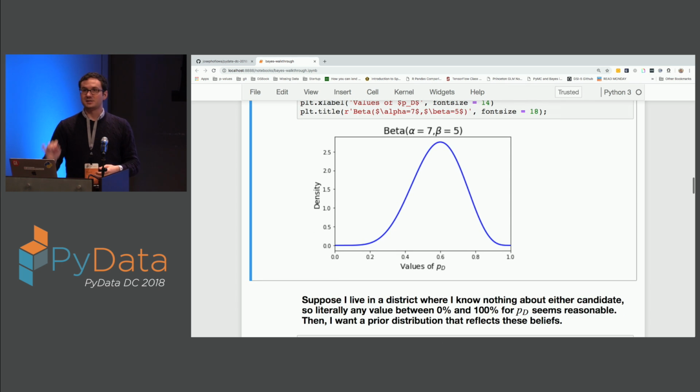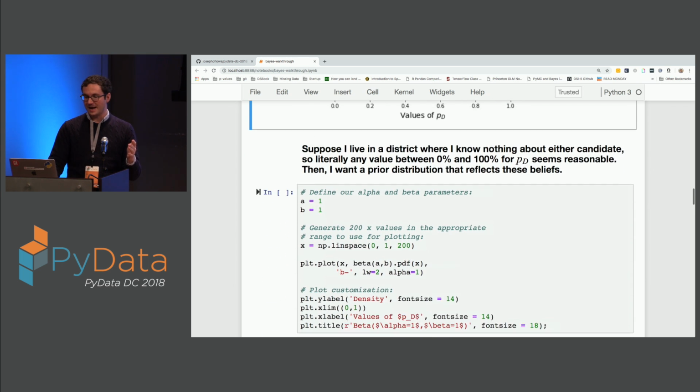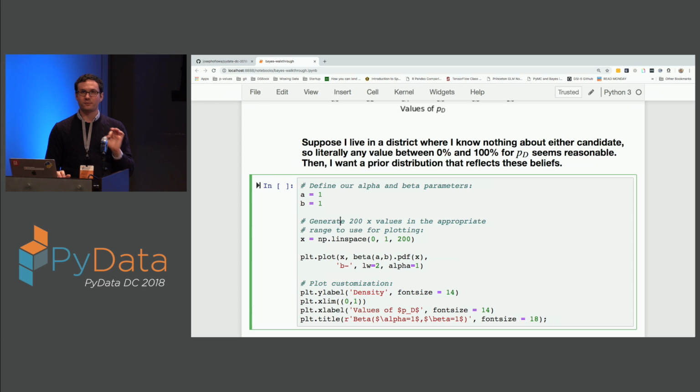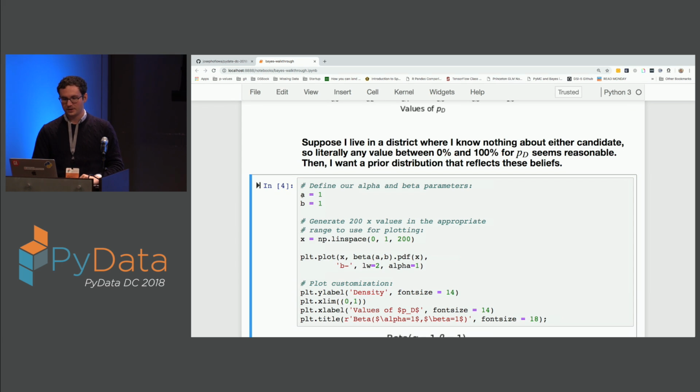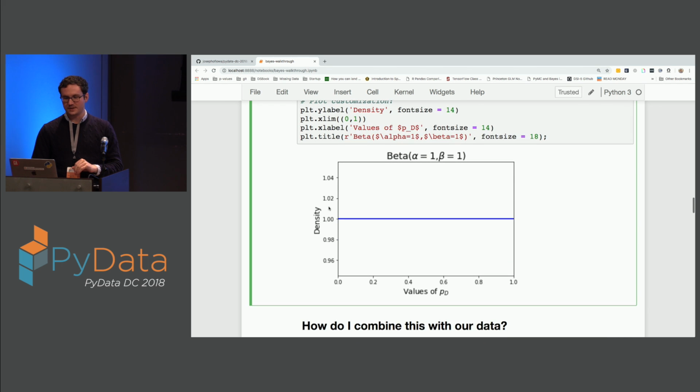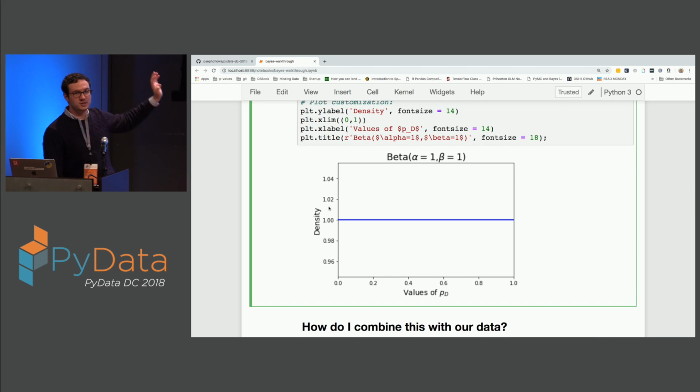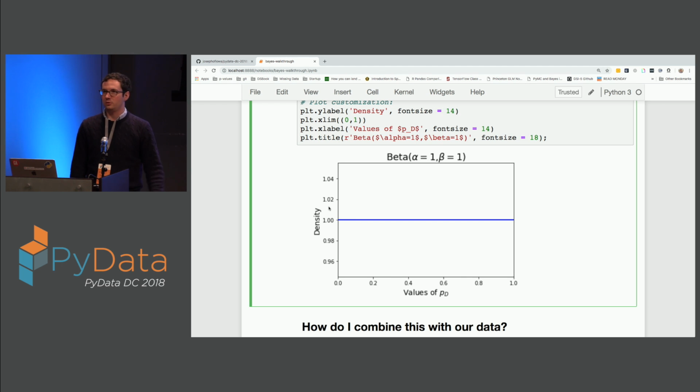For the last example, let's say that I just moved to a district and I literally know nothing about either candidate. In this case, I want a prior distribution that reflects that idea. I'm not going to put my finger on the scale. I'm not going to try to influence things in any way. I want a prior distribution that reflects those beliefs. I set my alpha and beta parameters to be equal to 1. And so then my distribution is this very boring flat line between 0 and 1. So we can come up with a range of prior beliefs that goes from completely uninformative to something much more specific if we have informed previous beliefs.